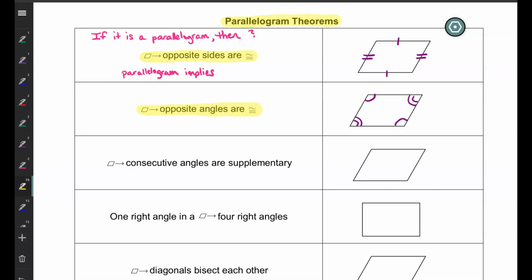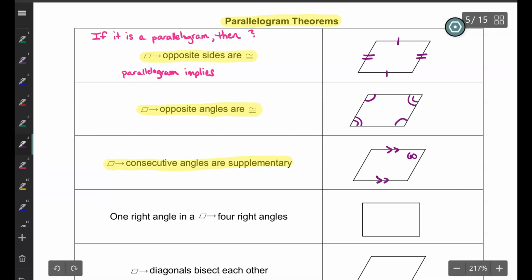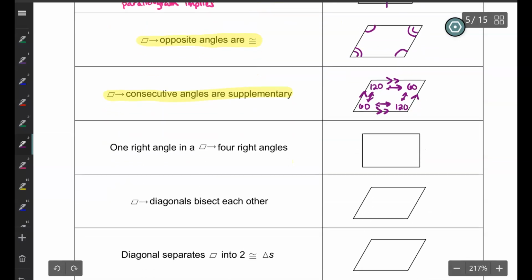Third one, parallelogram implies consecutive angles are supplementary. That one's pretty obvious because, remember, if these are parallel lines and this is 60 degrees, this has to be 120 because they are consecutive interior angles. Similarly, the other lines have to be parallel, so this would have to be 60, this would have to be 120. So all of the consecutive angles have to be supplementary, have to add up to 180.